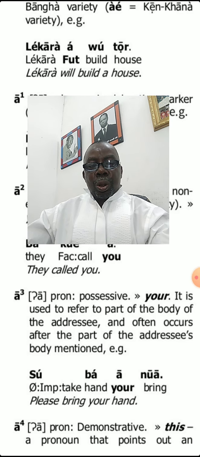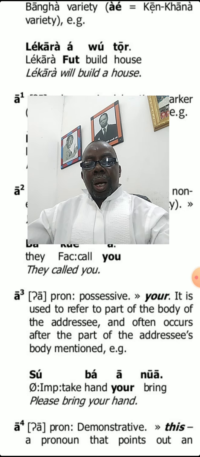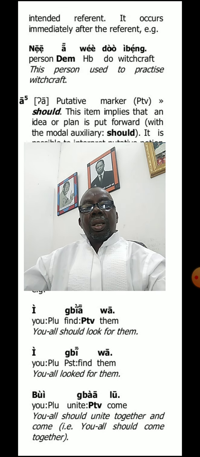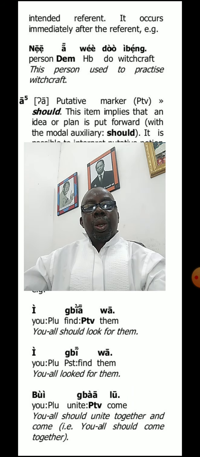A also functions as a demonstrative pronoun, and the meaning being this. And then you are able to make such sentences as neya, we do ibeng, meaning this person used to practice witchcraft.